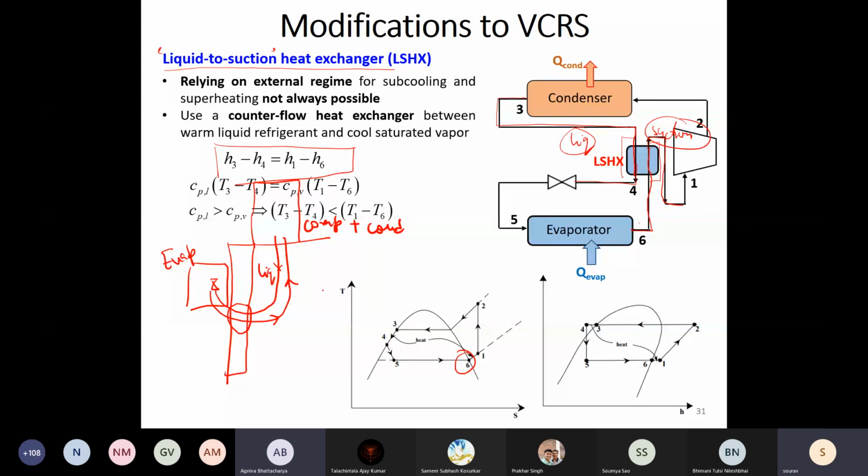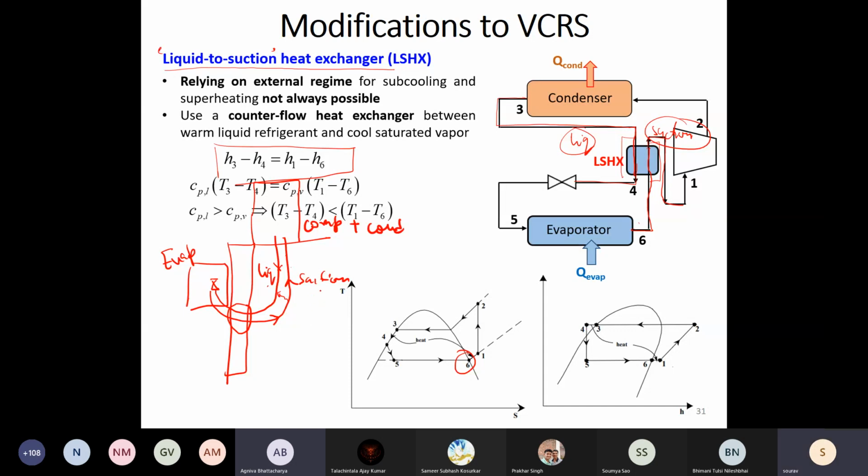So what these AC mechanics do, knowingly or unknowingly, is place this liquid line and the suction line together into one single insulation, and then they take it out. So what they are doing is effectively transferring heat from the suction to the liquid line.